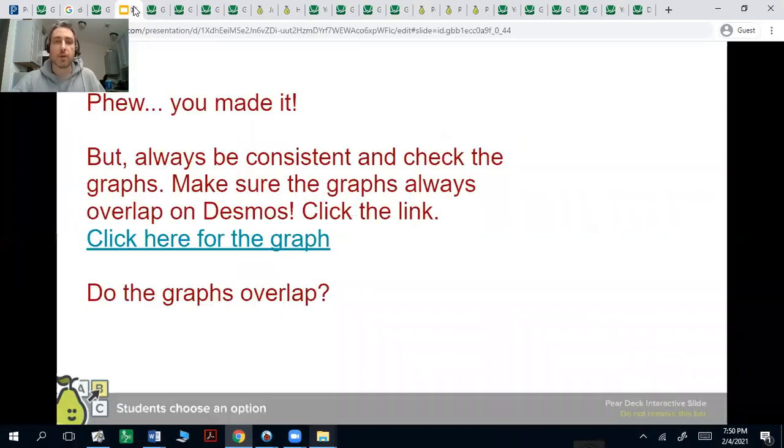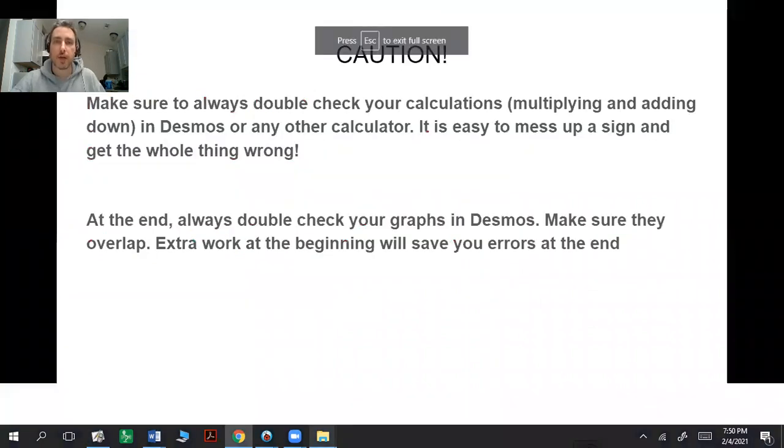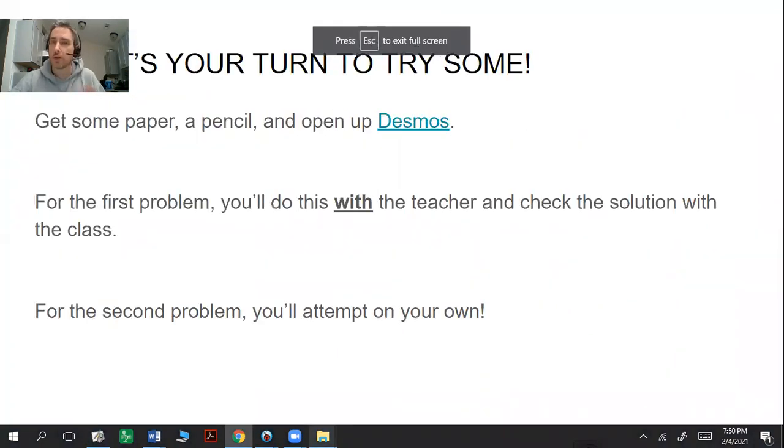So we're going to do some practice. I want you to get some paper out, try a couple things. We'll do the first one together. I'm not going to go over the last one for you. So get some paper, pencil, open up Desmos.